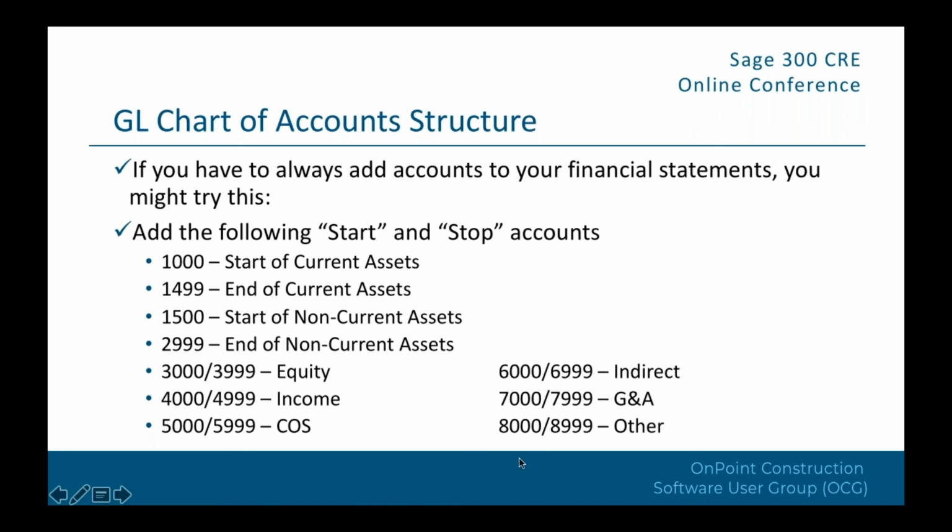So whatever your structure is, if you did the start and stop accounts, then if you needed to add a G&A account, you're somewhere in here in the 7,000s. You don't have to worry about your financial statement design because that range is already out there. So it definitely minimizes having to change that design so often.